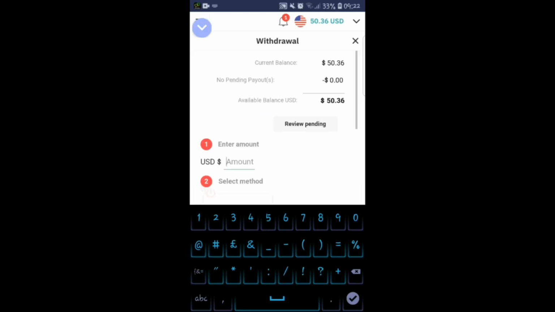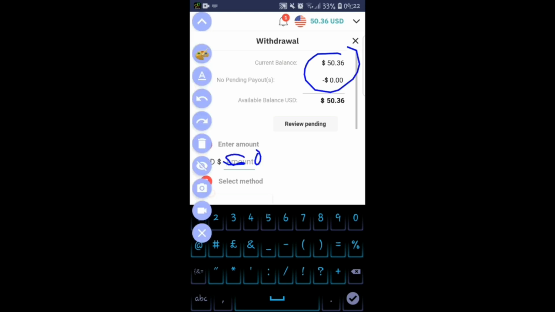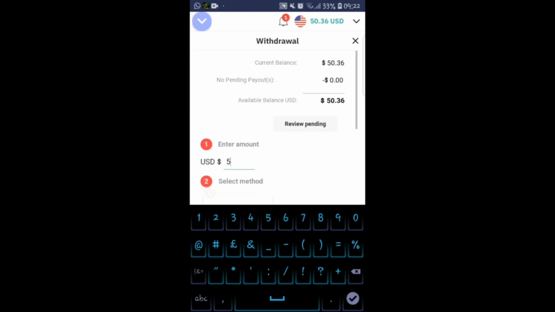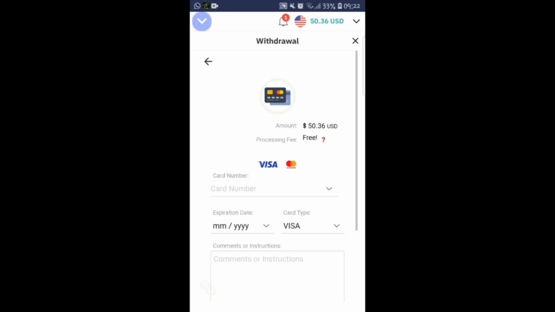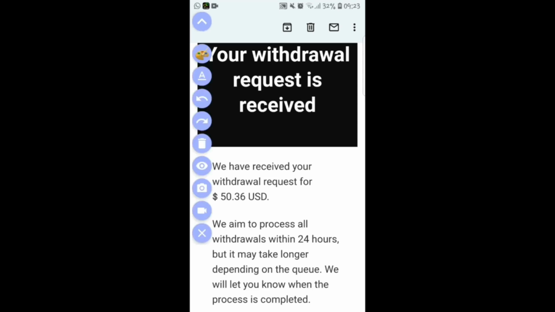So you can see that I've done the withdrawal already. I'm going to type the amount here, and then I'm going to click and say yes. So let's put 50.36. Then I'm going to use my debit card, my Visa, and now finally you can see your withdrawal request is received.